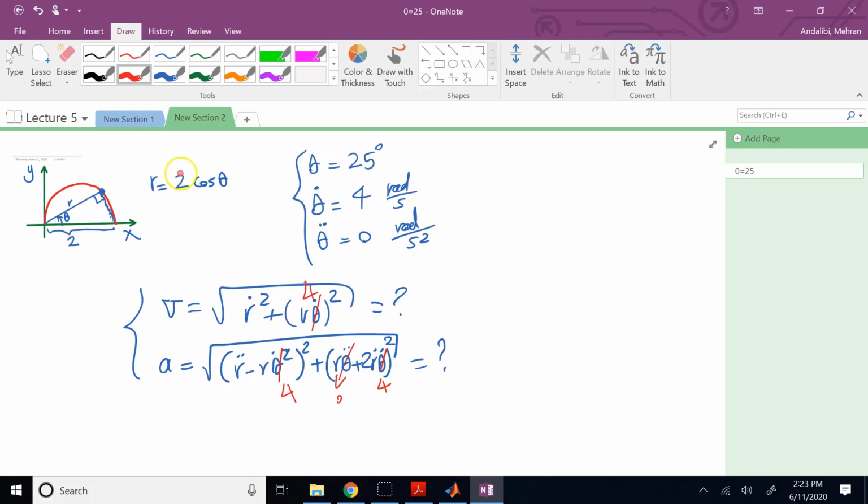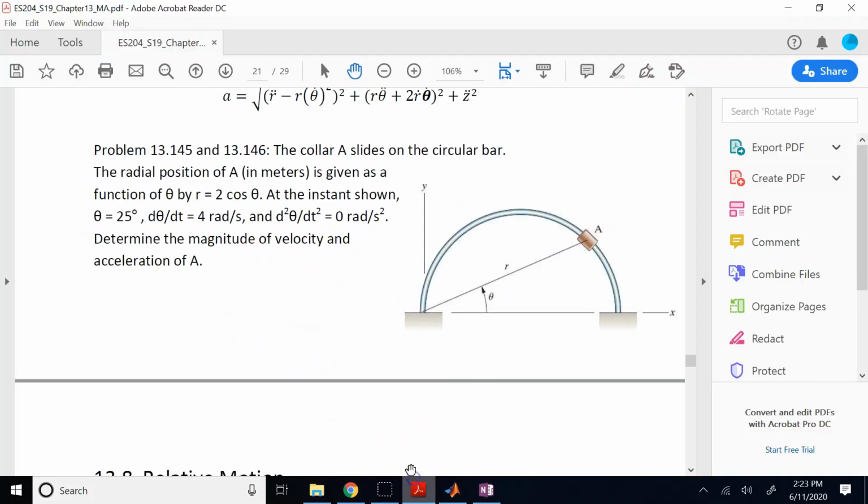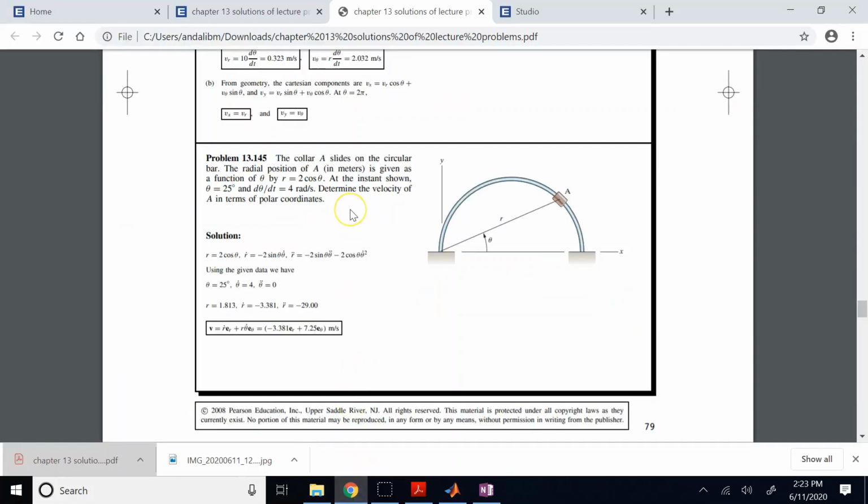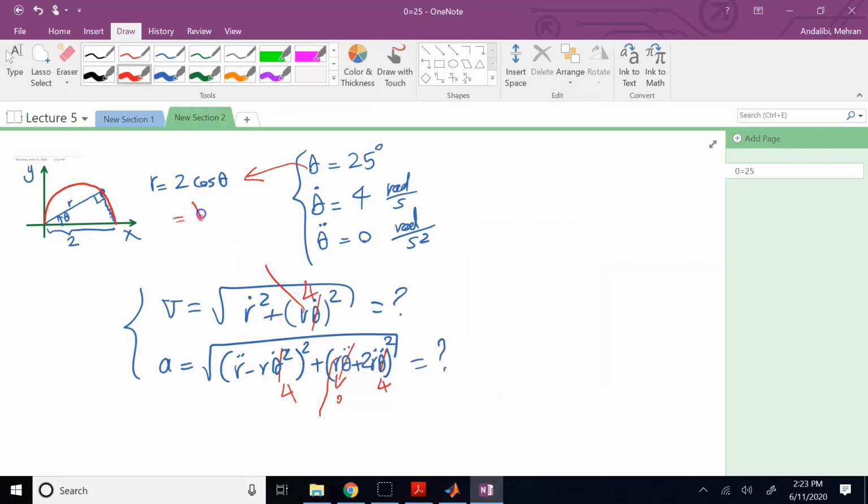The r is not hard. All I need is to plug in that 25 degrees into 2 cosine theta, and it gives me the r, which is what I need here and here. So there's going to be 2 times cosine of 25 degrees, right? And the problem has that value here. So if you want r, it has given me r, it is 1.81. I got that. So r was a plug and play, that was nice.